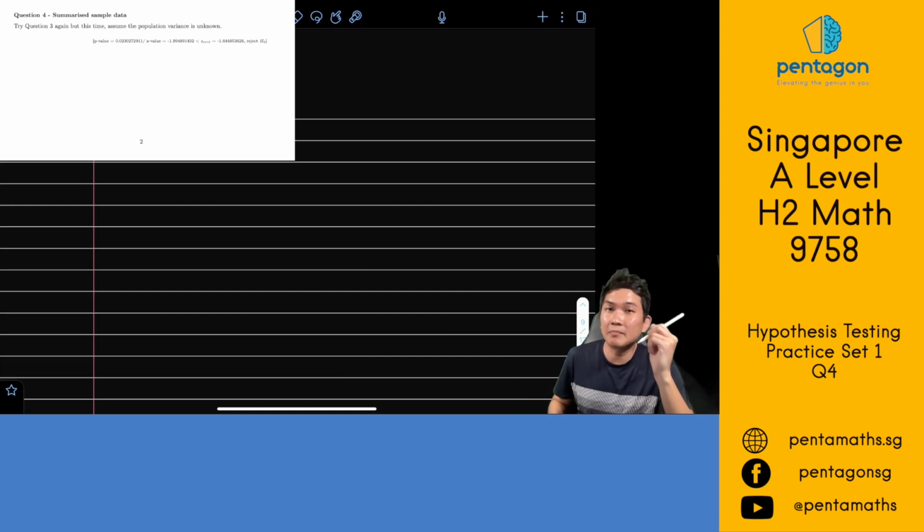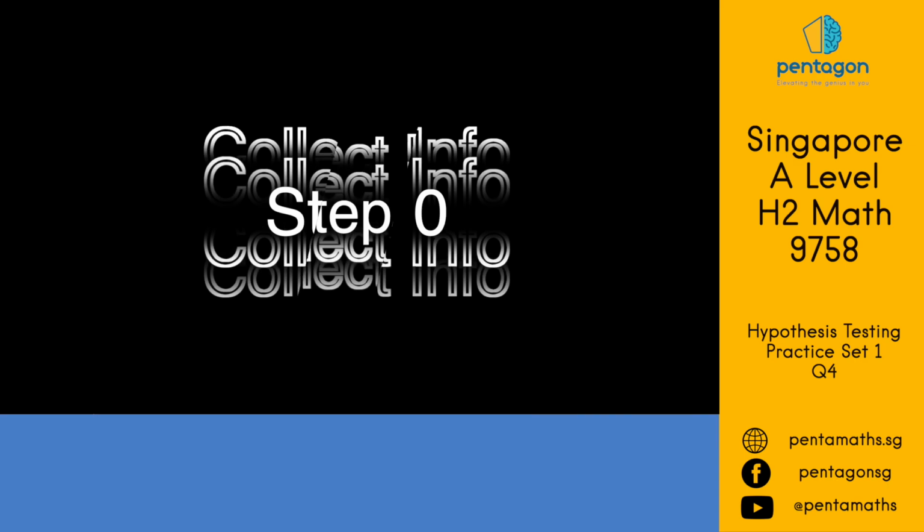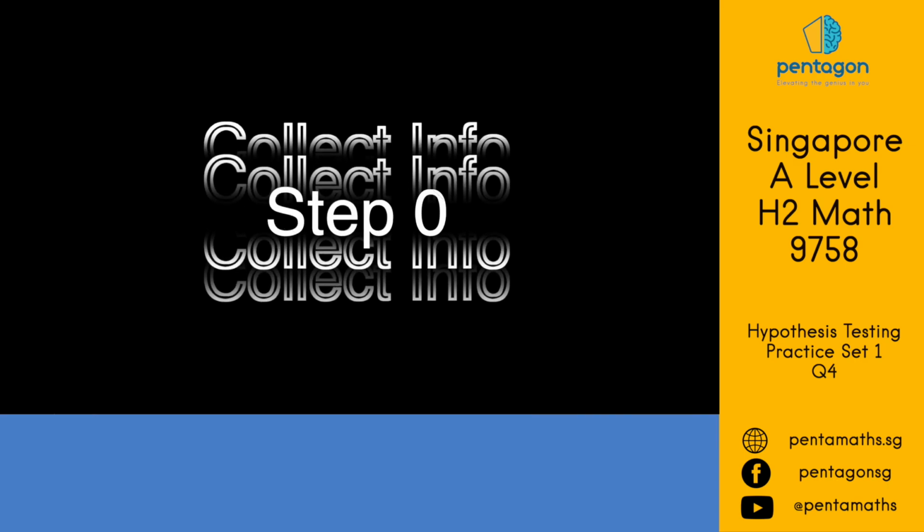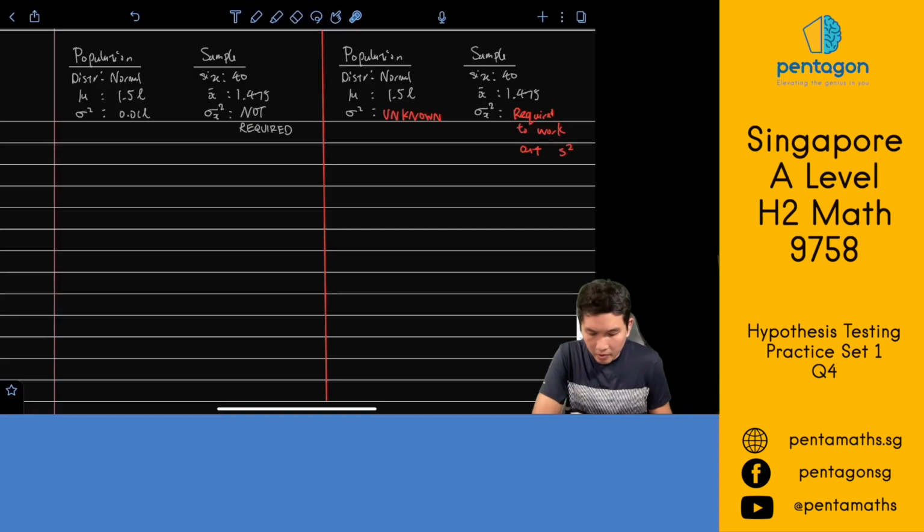And I'm going to use red ink specifically on what has changed in question 4 when we do not know the population variance. So with that, let's get started with step 0. Welcome back. Let's collect some information before we get started. Perhaps the most obvious difference is we do not know the population variance now, and because we do not know the population variance, this is no longer required.